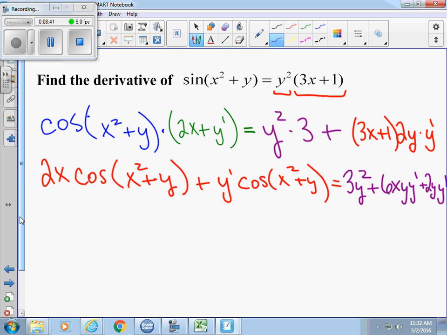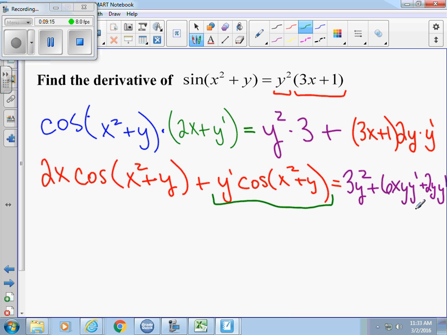Okay, what all did I do there? Switch the 2x to the front. Distribute the 2x, or the cosine of x squared plus y, to the 2x and to the y prime. Because I'm going to have to get the y primes by themselves. If I don't distribute that, how am I going to break it up? Now I have 2 terms with y primes in them.